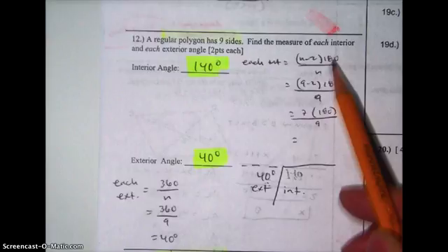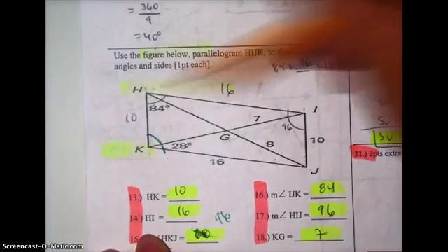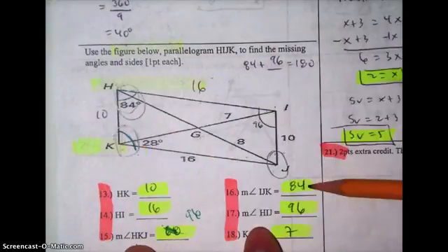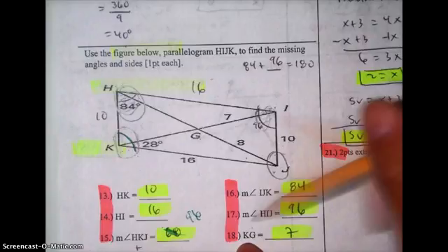Questions 13 to 18. Use the figure below, parallelogram HIJK, to find the missing angles and sides. So HK here, the reason why it's 10, because in a parallelogram, opposite sides are congruent. HI, same thing, opposite sides are congruent. This one says HKJ. If this is 84, this whole angle has to be 96 degrees. They're supplementary. Question number 16, IJK. Opposite angles are congruent, so that's why it's 84. HIJ up here, this is 96 because these are supplementary, consecutive interior angles.